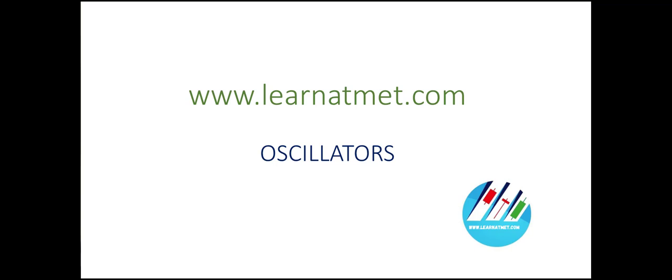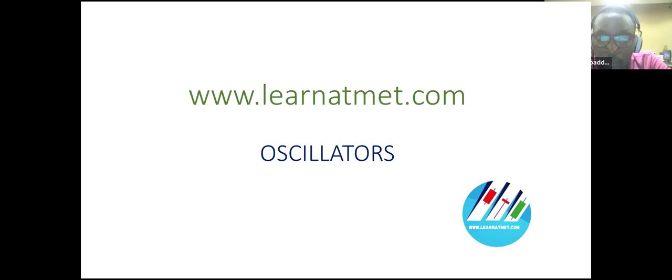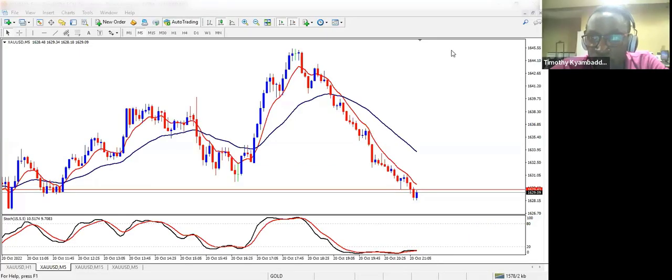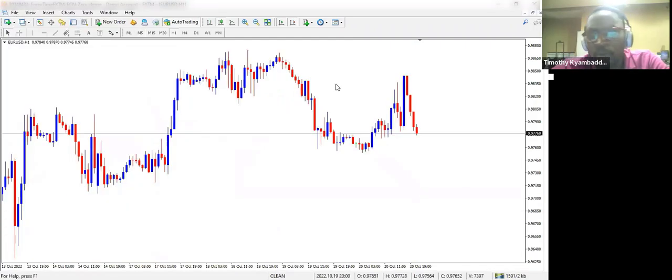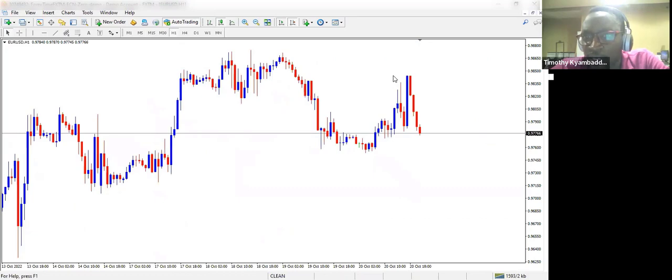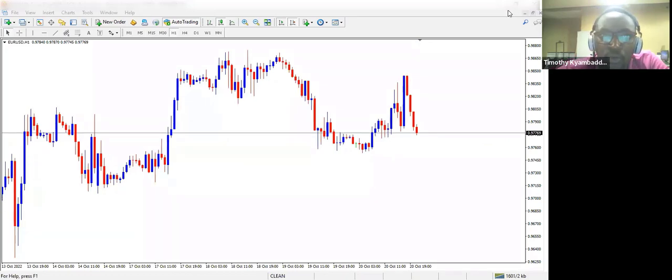Let me just open up my MT4 and share that and show you how you can put these indicators on your MT4, and furthermore how you can use them in your trading. Okay? So if you have a clean chart like this, how do you put the RSI, and then how do you use it in your trading?